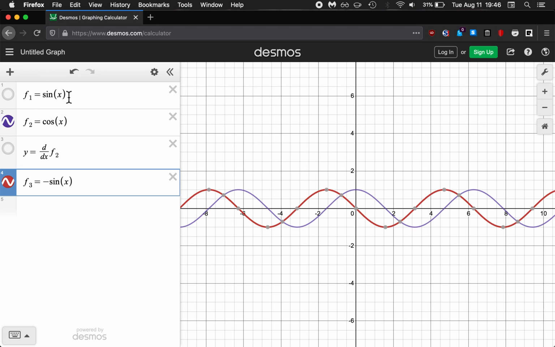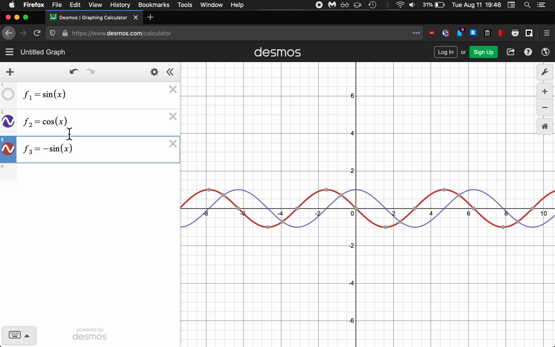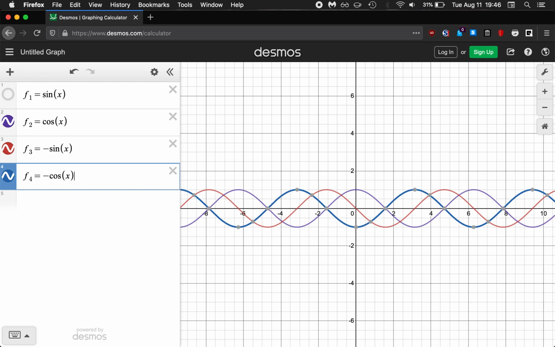So the derivative of the sine function is the cosine function. The derivative of the cosine function is minus the sine function. And what's the derivative of minus something? It's going to be minus the derivative. So I'll tell you right now for free, the derivative of minus the sine function is minus the cosine function. So there it is in blue.